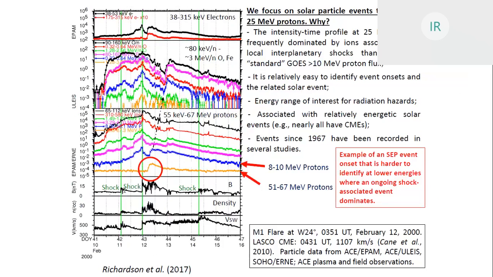And the other thing is, I tend to look at 25 MeV protons. This is a very messy slide intentionally. There are loads of energy channels up here, and there's a couple of shocks, and I'm looking at SEP onsets, and here's one down here, which is very hard to see in the lower energy channels because it's dominated by this previous event and the shock accelerated event here. So I'm looking for 25 MeV. This is actually a little bit higher, but at these higher energies you can really see the SEP onsets much more clearly than you can at lower energies when there's so much other stuff going on. So we like to use 25 MeV protons. They're also of interest because they're more of a radiation hazard.